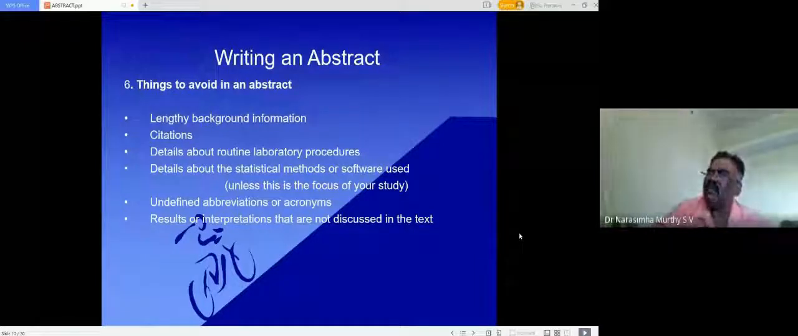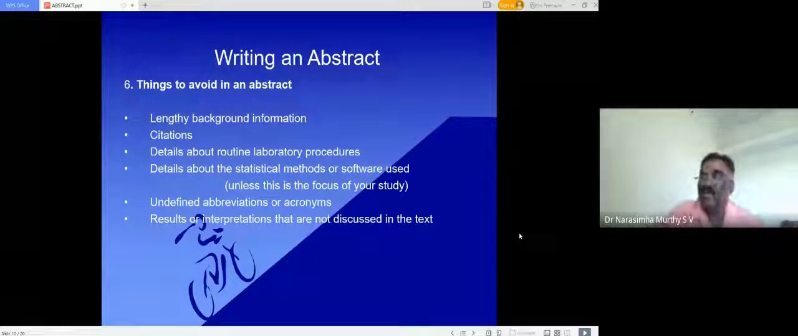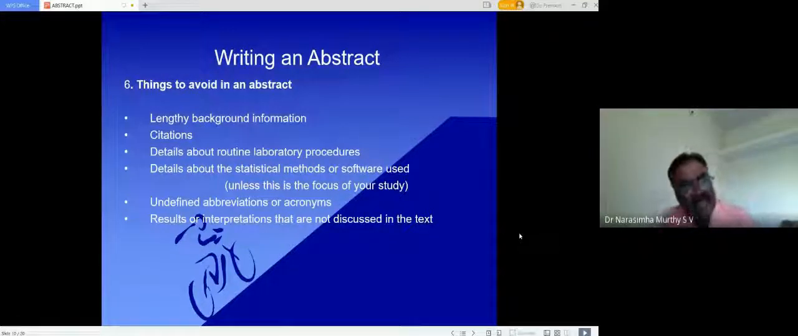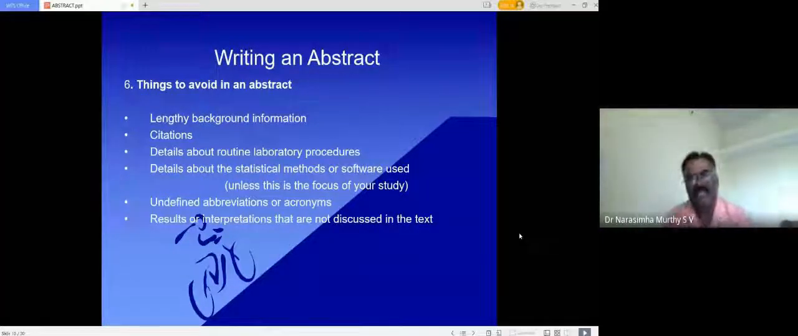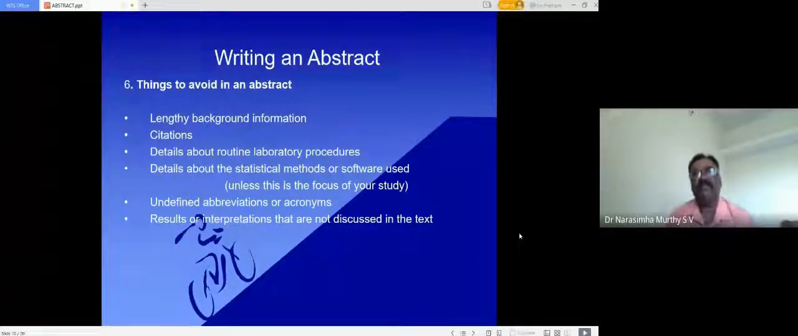Because we know what to include, let us learn what not to include. Most of the abstracts, the moment we start writing an abstract, I see a lot of our students want lengthy background information, which is not required in an abstract. You can keep that for your research paper, definitely.